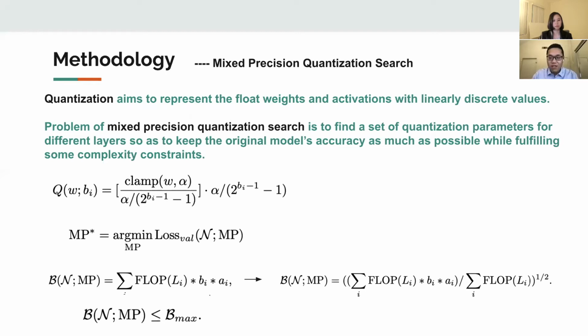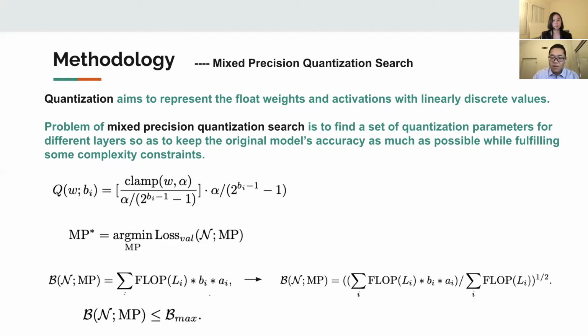Now let's talk about some details of mixed precision quantization search. The problem of mixed precision quantization search is to find a set of quantization parameters for different layers so as to keep the original model's accuracy as much as possible while fulfilling some complexity constraints. Conventionally, we denote a weight as W. For each W, we linearly quantize it into B bits, and alpha is a learnable parameter. For weight, the clamp function is used to truncate the value into the range minus alpha to alpha. For activation, the clamp function truncates the value into the range 0 to alpha. And the bracket means doing the rounding operation.